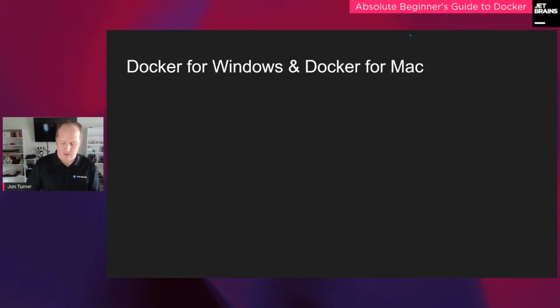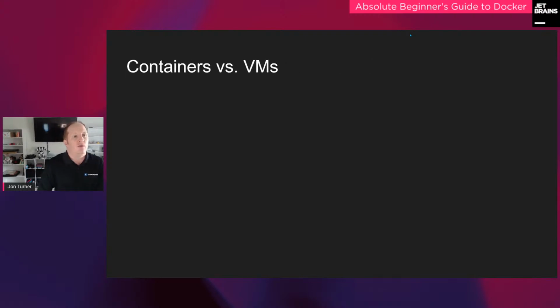So, installing Docker: go install Docker Desktop. Once you have installed Docker Desktop, then you can run containers. Yay! Now you may be asking yourself, well, what's a container? And if you ask yourself that, thank you, because that's what I'm going to talk about next.